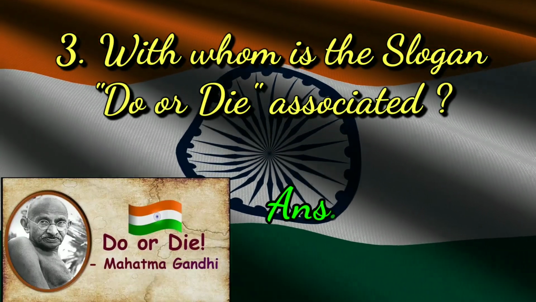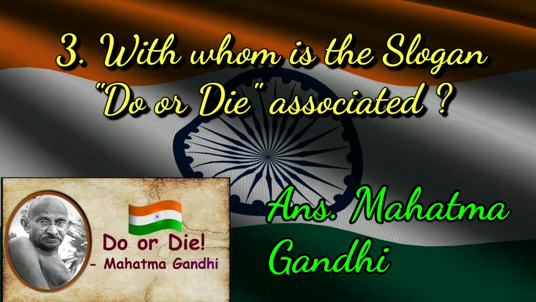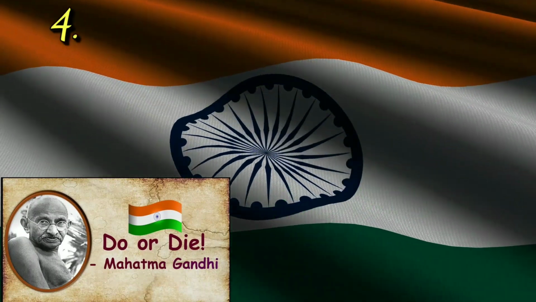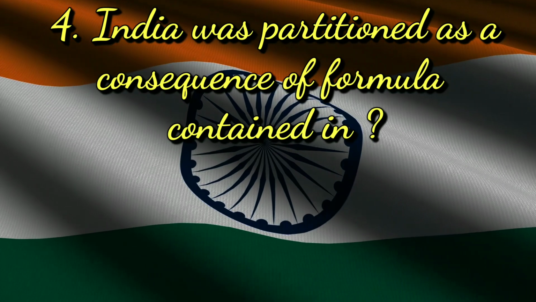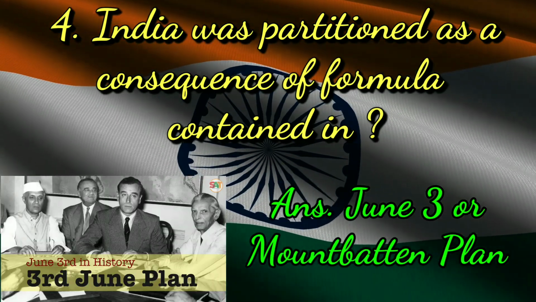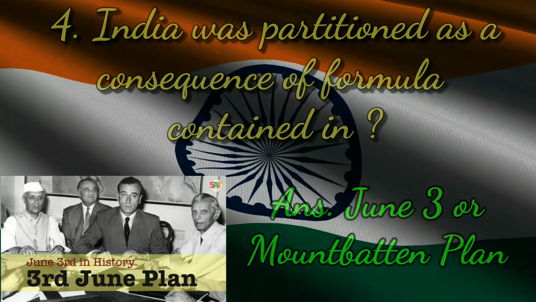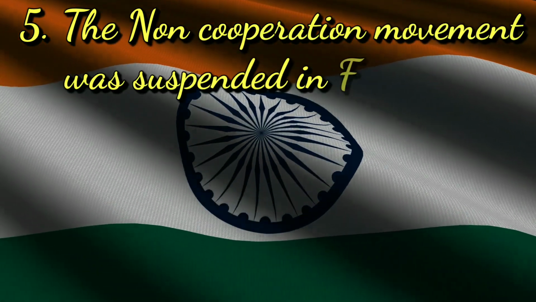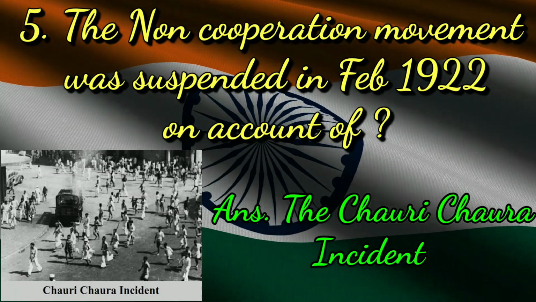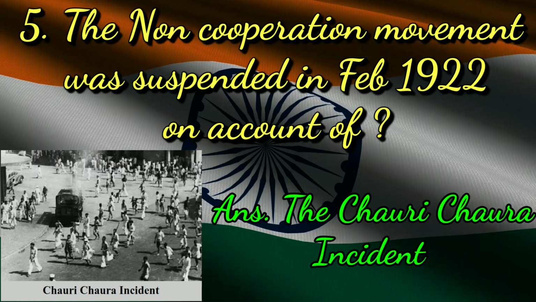With whom is the slogan "Do or Die" associated? Mahatma Gandhi. India was partitioned as a consequence of the formula contained in the June 3rd or Mountbatten Plan. The non-cooperation movement was suspended in Feb 1922 on account of the Chauri Chaura incident.